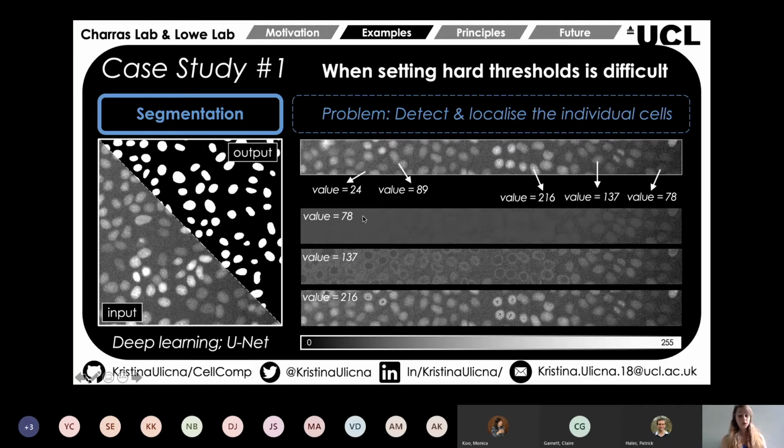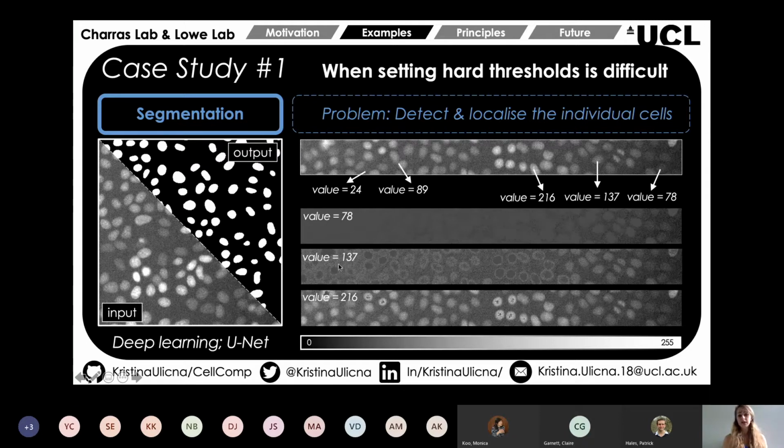I tried to do this for you just to illustrate what it would lead to. For example, if you set a fairly low value of, say, 78, you would segment this one huge blob, this one huge gray cell, and it would be scored as one entity, as one object. So that would be one cell. You can probably tell that is not correct, and the segmentation in this case fails really badly.